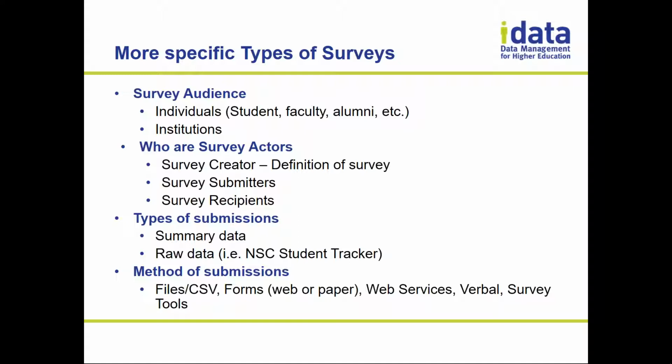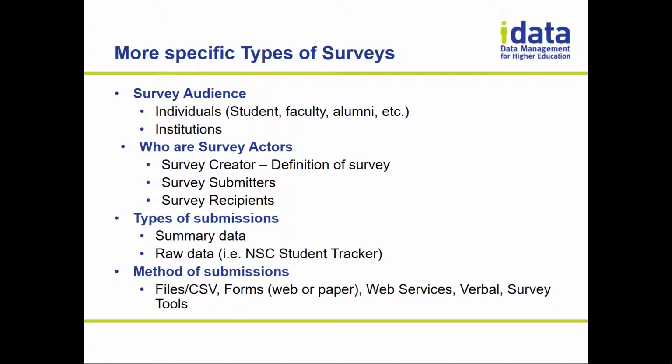And then there are the submitters, right? So it's either students submitting to you or you submitting to the National Student Clearinghouse or whatever. And then the recipients, right? Now you've collected that data, and you're pulling it into some place to do your analysis. So it's creators, submitters, and recipients.